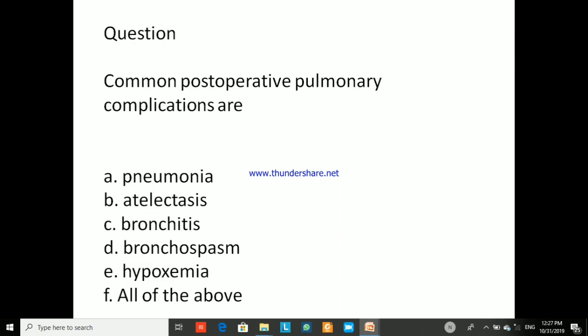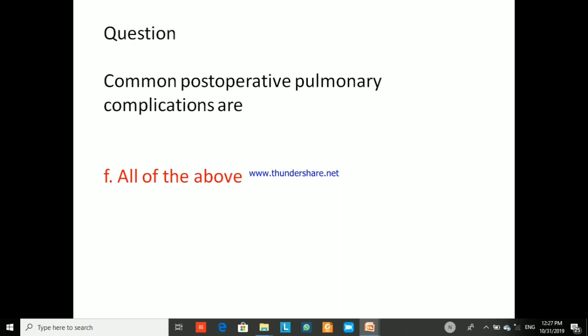Question. Common postoperative pulmonary complications are: A. Pneumonia, B. Atelectasis, C. Bronchitis, D. Bronchospasm, E. Hypoxemia, F. All of the above. Question. Common postoperative pulmonary complications are: F. All of the above.